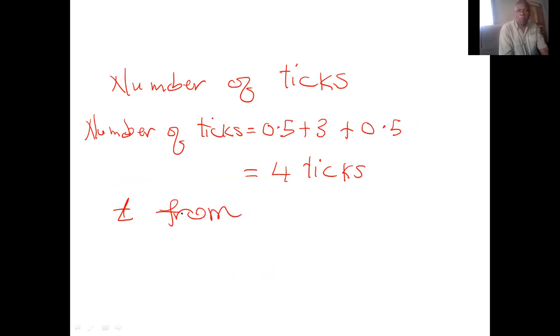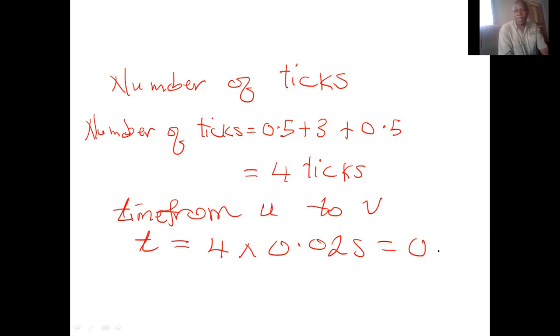And so the time from initial velocity to final velocity will be equal to 4 ticks multiplied by 0.02 seconds, which gives us 0.08 seconds. So we now know the time. And therefore, to calculate acceleration, we say acceleration is equal to final velocity minus initial velocity over time.